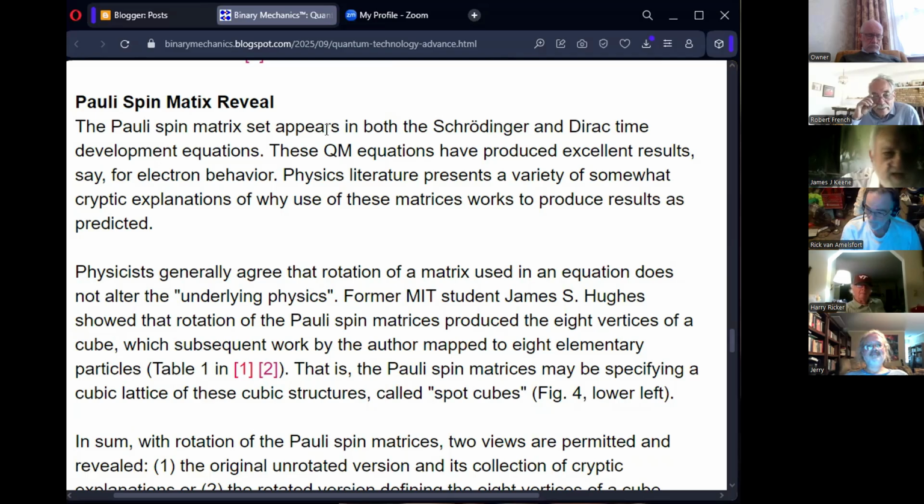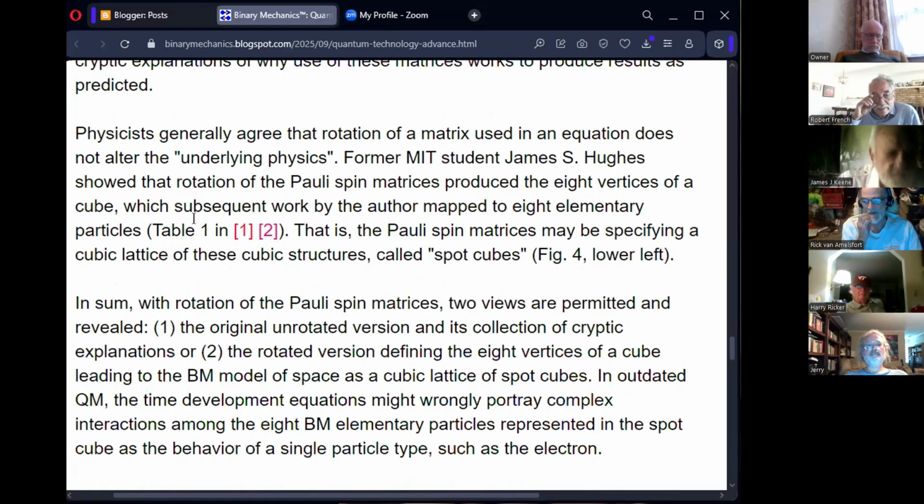The Pauli spin matrix set appears in both the Schrodinger and Dirac time development equations, the so-called wave equations. These QM equations have produced excellent results, say, for the electron behavior. Physics literature presents a variety of somewhat cryptic explanations. You may find them cryptic or not cryptic. I'll leave that up to you. of why use of these matrices works to produce results as predicted. Physicists generally agree that rotation of a matrix used in an equation does not alter the underlying physics.